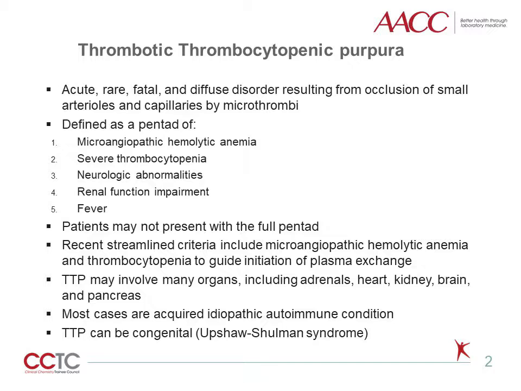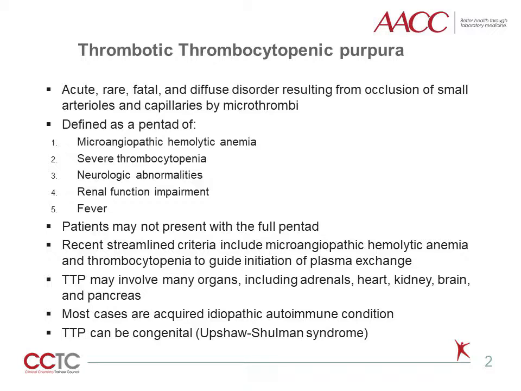Renal function impairment in the form of microhematuria, hemoglobinuria, proteinuria, and casts, with absence of renal failure in most cases, and fever. TTP patients may not present with the full pentad, and presentation may be variable, which led to recent streamlined criteria to include microangiopathic hemolytic anemia and thrombocytopenia with no clinically apparent alternative explanation for thrombocytopenia and anemia. This streamlined criteria help guide the initiation of plasma exchange.